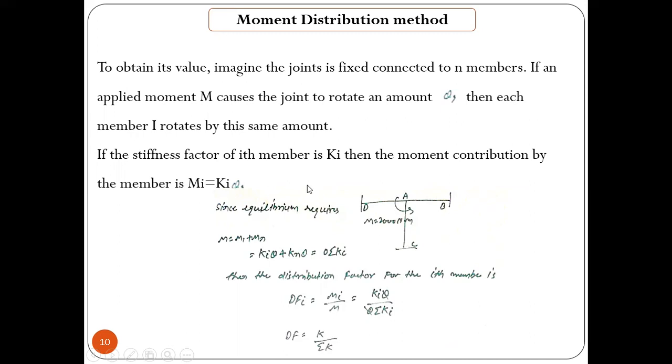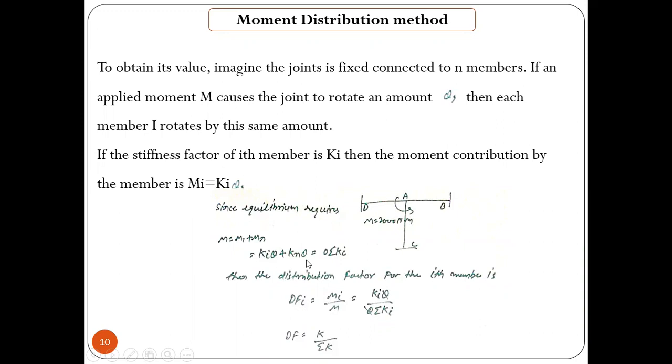Obviously, Ki is the stiffness factor of the ith member, and the moment due to it is Ki into theta. Since equilibrium requires it, M, the total moment, is equal to Mi for the ith member plus Mn if there are others, which equals the sum of Ki theta, that is, the stiffness factor multiplied by the rotation theta.